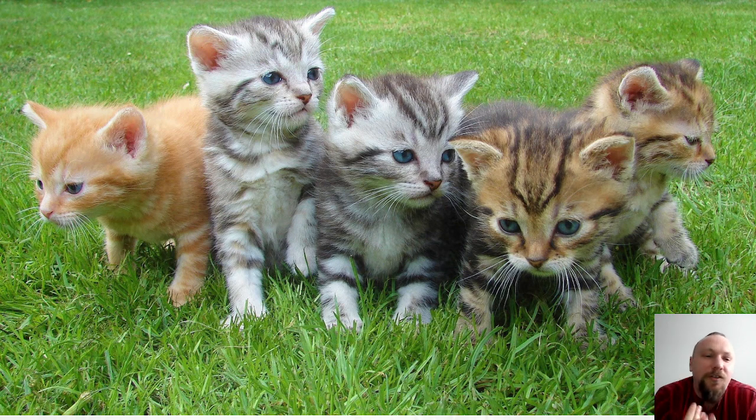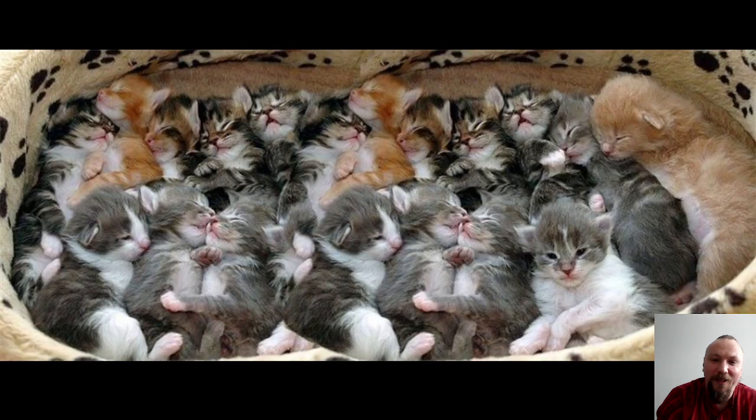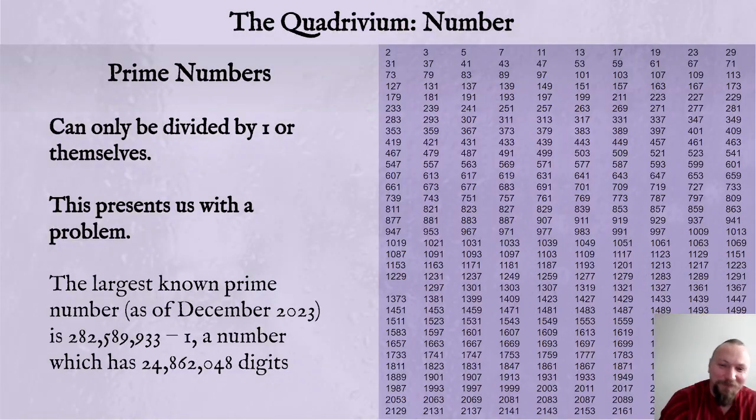Okay, so this is what makes the prime numbers prime. This is what's special about them, is that it presents us with this problem. We cannot share these kittens out evenly. Okay, so let's go back.